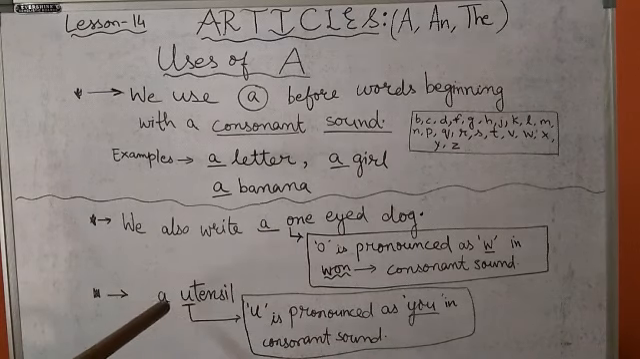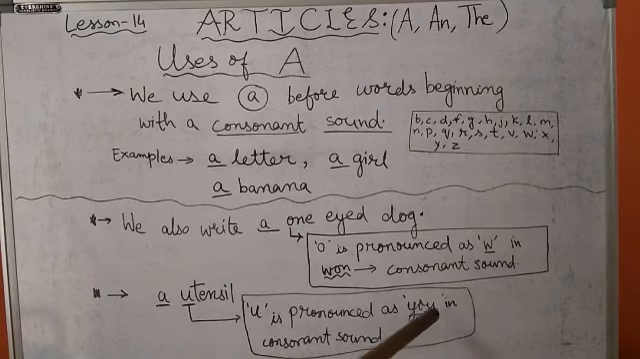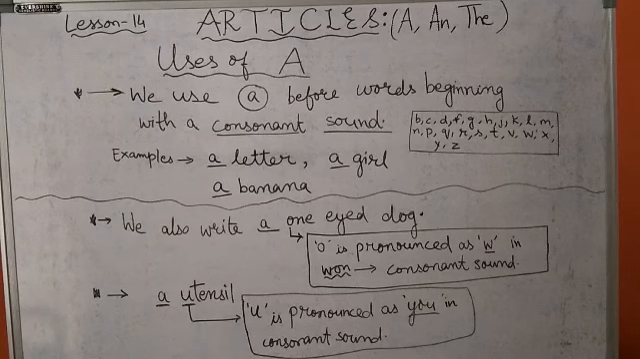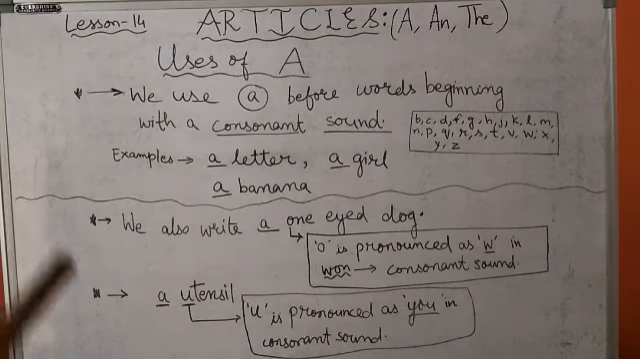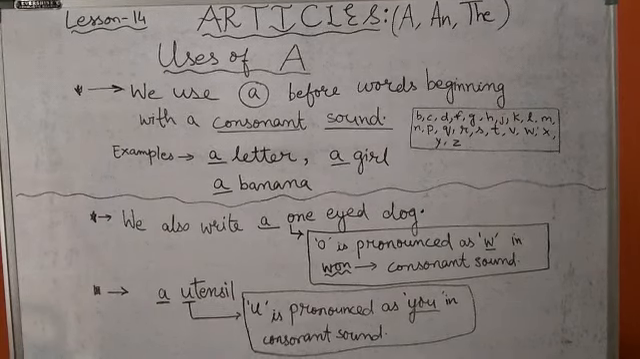In the same method, here also, a utensil. Now U is a vowel. But here we are pronouncing U as "yoo." So it is a consonant sound. So according to the consonant sound, we have to put a. So students, we have to particularly focus on the consonant sound to use a.